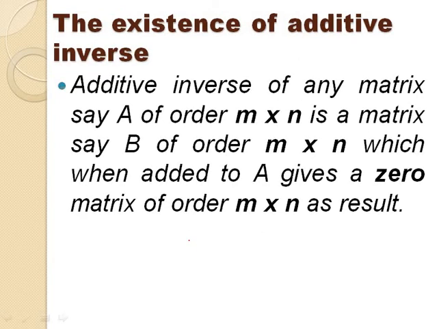Now additive inverse. In integers you have seen that the number which, when added to another integer, gives the result 0 is called the additive inverse. In a similar way, if you have two matrices A and B, and whenever you add A and B you get a zero matrix, then it is said that A is the additive inverse of B, or B is the additive inverse of A.